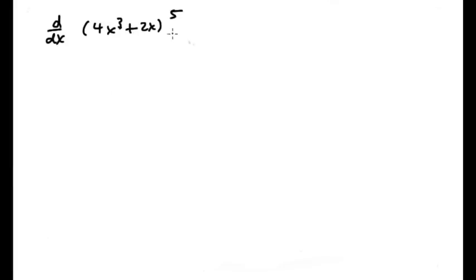So f of x is usually going to be whatever is the most outside function. And in this case, that's going to be x to the fifth. So f of x is equal to x to the fifth. And g of x, well, on that assumption, g of x has to be 4x cubed plus 2x.